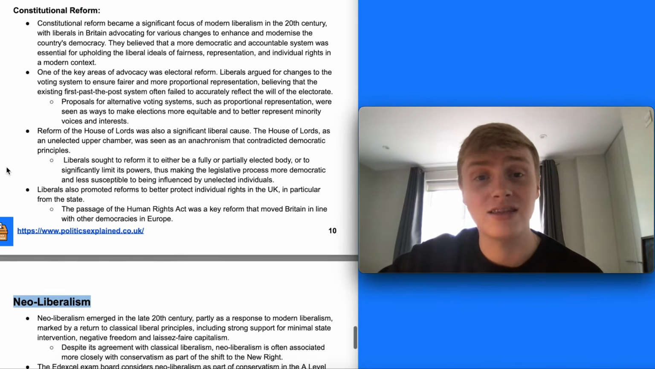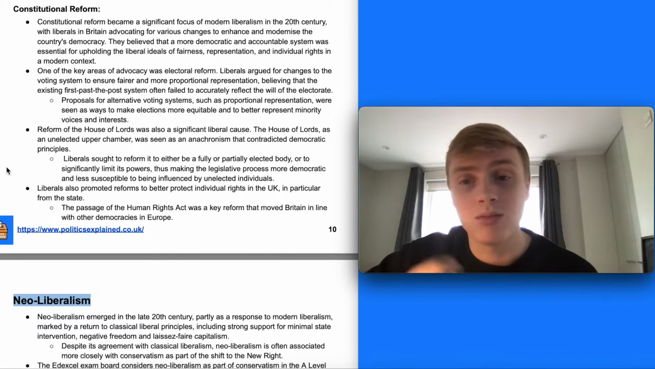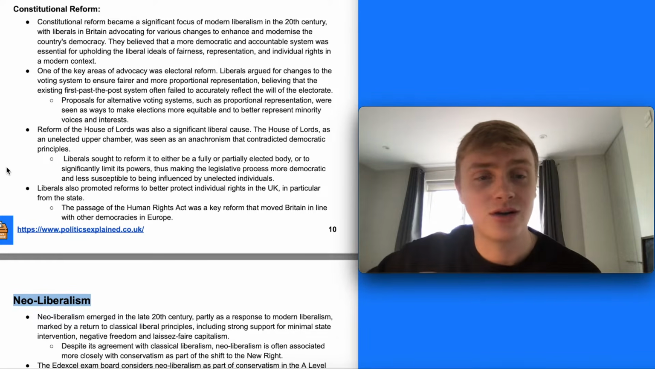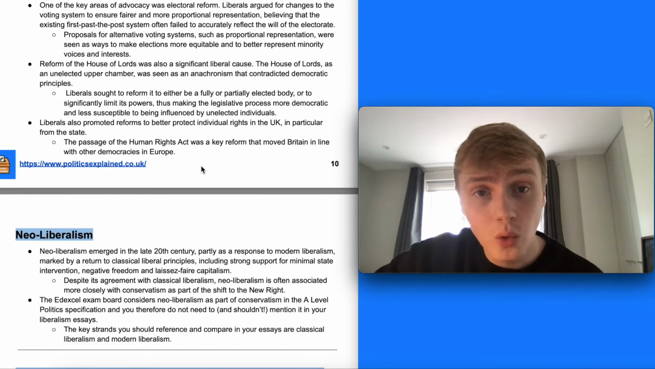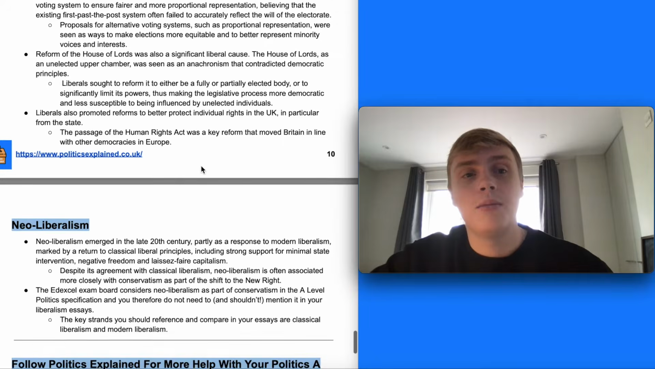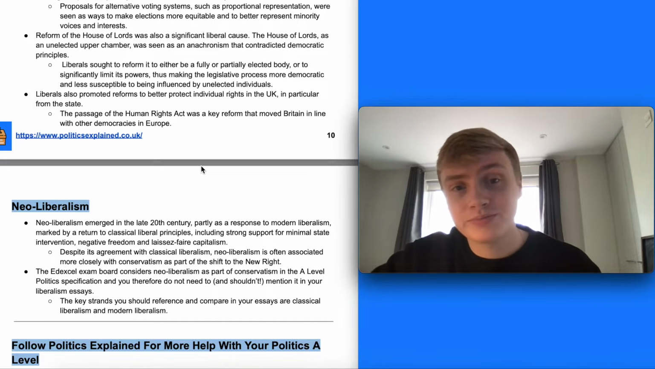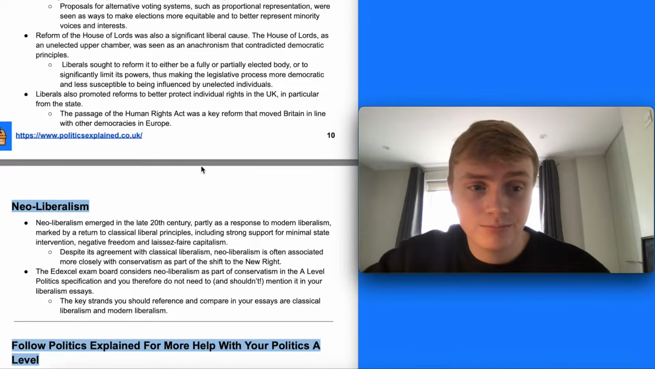So you see this in their advocacy for electoral reform in the UK, to have a more proportional electoral system that was more democratic and fair. You also see advocacy for removing the House of Lords, which obviously is a key undemocratic part of the UK political system, as well as a focus on better protecting individual rights in the UK.